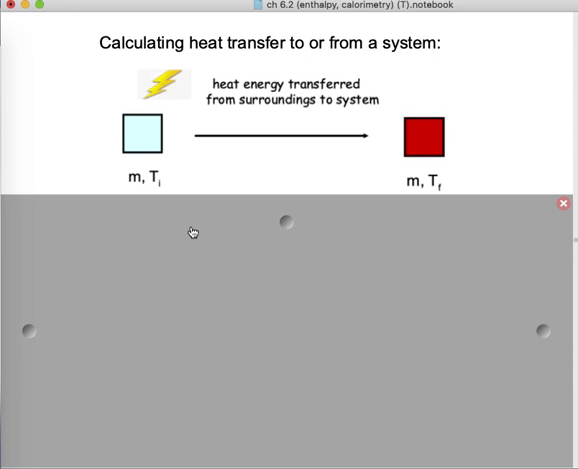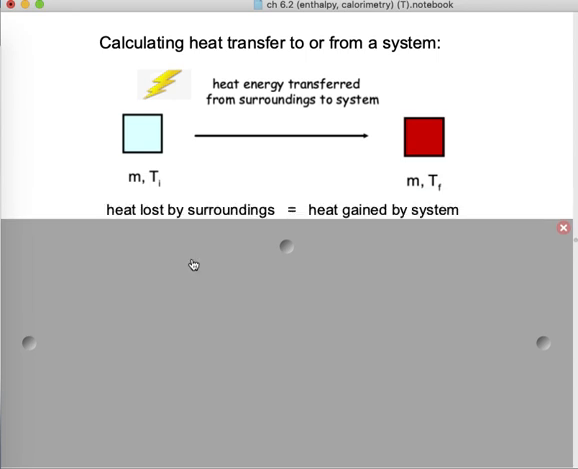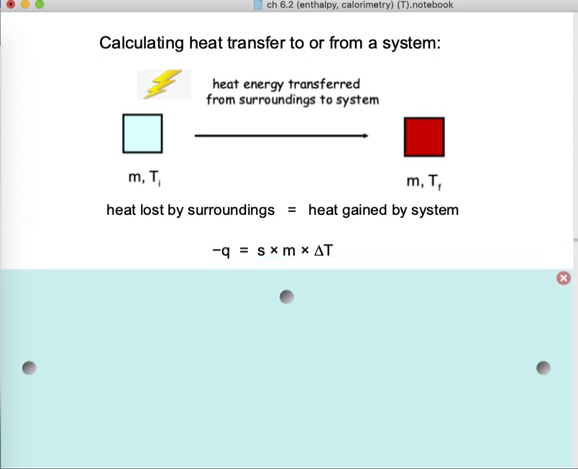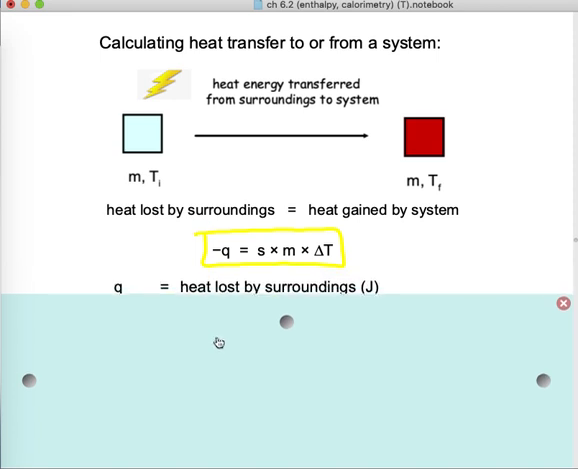To calculate the quantity of heat transferred, we're going to assume that the total amount of heat lost by the surroundings is equal to the total amount of heat gained by the system. And to calculate it, we're going to use a very simple equation that looks like this. Negative Q equals S times M times delta T. Q is the heat lost by the surroundings.